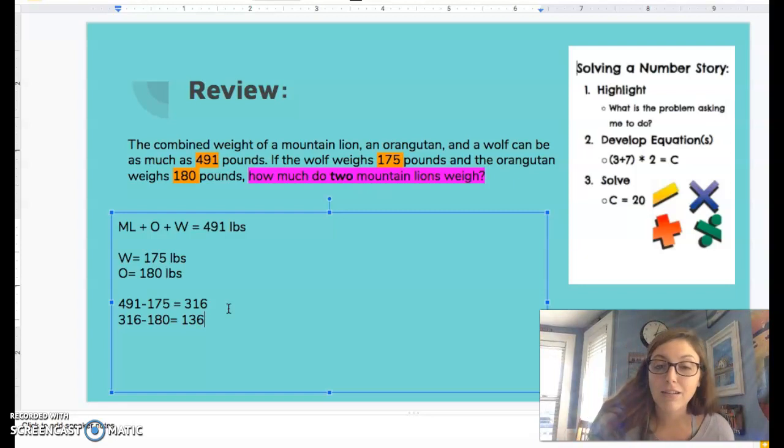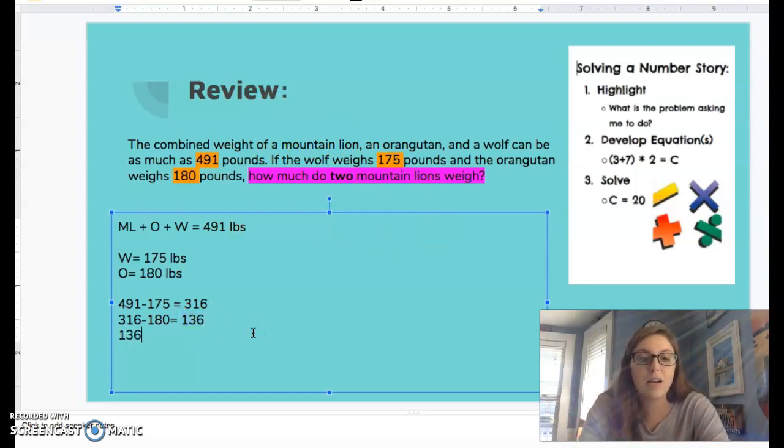So a mountain lion, an orangutan, and a wolf can weigh as much as 491 pounds. But I'm not done yet, because now my problem is asking, if the wolf weighs 175 pounds and the orangutan weighs 180 pounds, how much do 2 mountain lions weigh? Well, I know a mountain lion weighs 136. What would 2 weigh? To find that out, I need to do 136 plus 136. And when I do that, I get the total of 272 pounds. It's a lot of mountain lion.